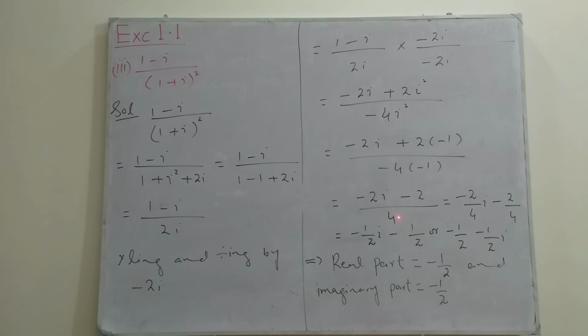Now dividing separately 4 with −2i and −2, we have −2 by 4 i − 2 by 4, which will become −1 by 2 i − 1 by 2. Or we can write real first, that is −1 by 2 and then −1 by 2 i, which implies its real part is −1 by 2 and imaginary part is also −1 by 2. Thank you students.